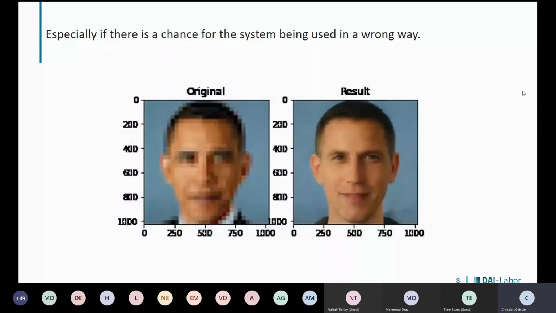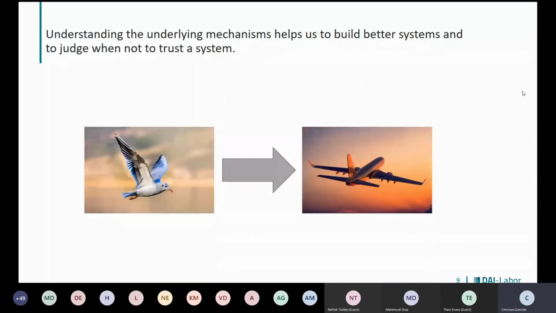But understanding the underlying mechanisms doesn't only help us to understand what we get, it can also help us to build better systems in the future, and it can help us to judge when not to trust a system.